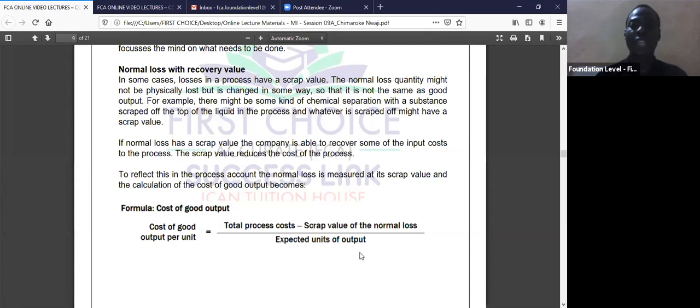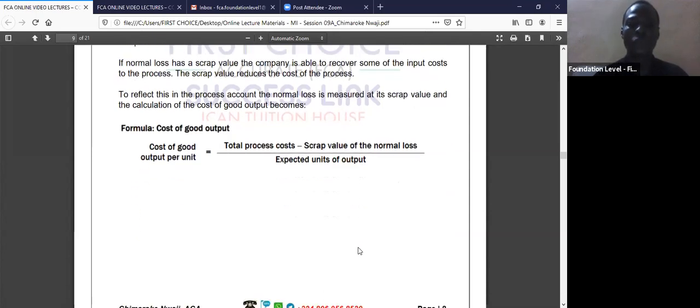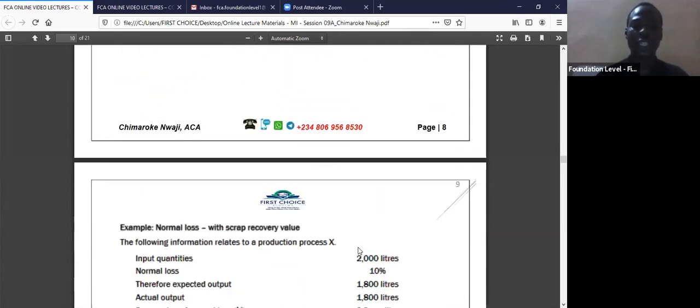It's not the kind of loss that, like evaporation, does not have a recovery value. Even the other ones that are too rotten, there are some people who don't have money. They want to come and buy it like that, so you can recover. So what you now do is that your cost of good output is going to be total process cost minus the scrap, now divided by the expected output. That is how you get your cost of good output, which is what we see here.